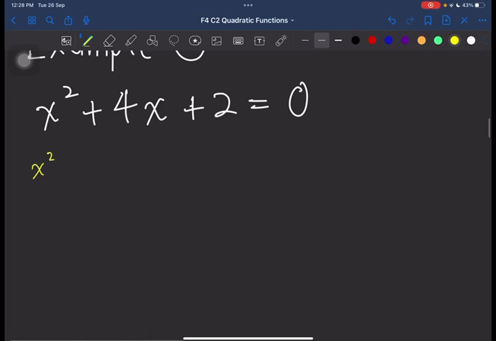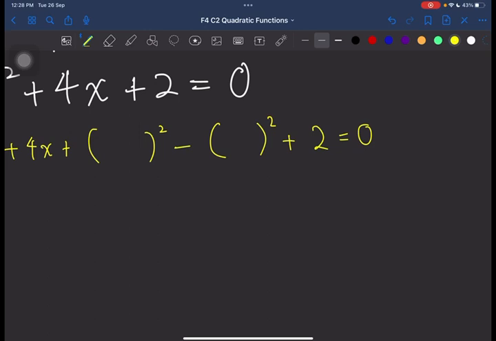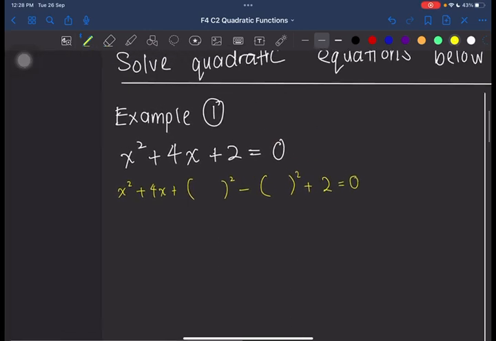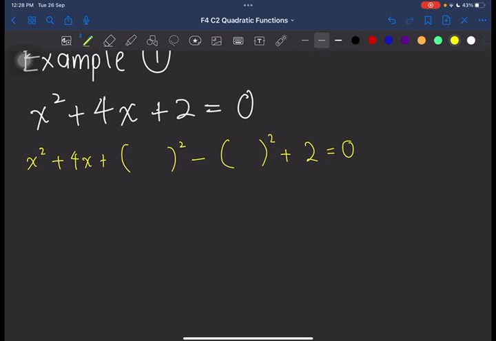First, x square, write 4x also. Now, a very important step: put plus bracket square minus bracket square, and write the rest, plus 2 equal to 0. Why do we have to put this plus bracket square and minus bracket square? Because inside the bracket we are going to write the coefficient of x. Make sure to divide the coefficient of x by 2. So in this question, what's the coefficient of x? Positive 4. So when positive 4 is divided by 2, you will get 2. Make sure to write it inside both brackets, the same number.